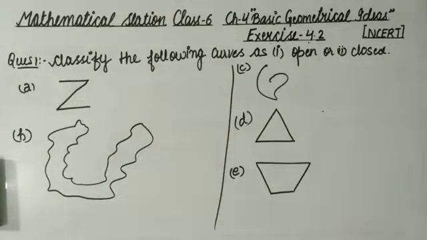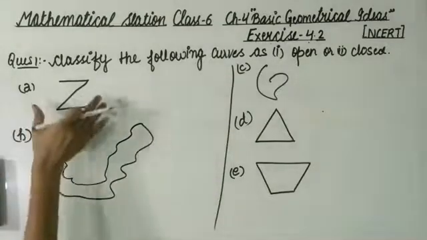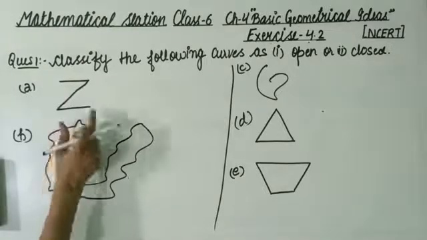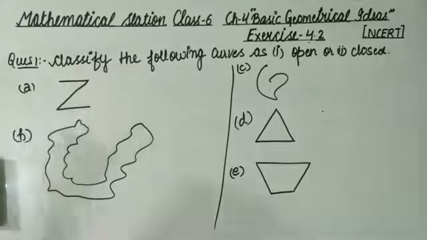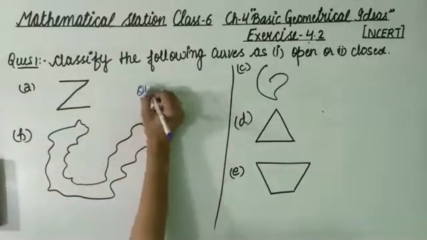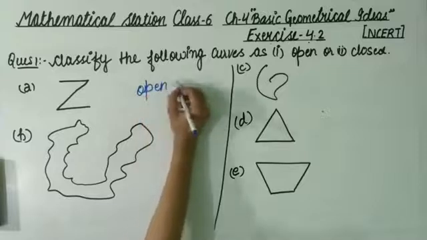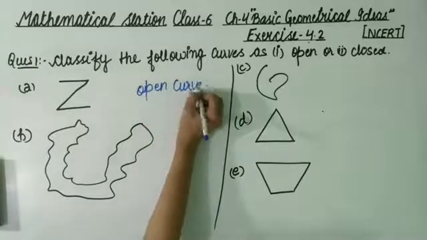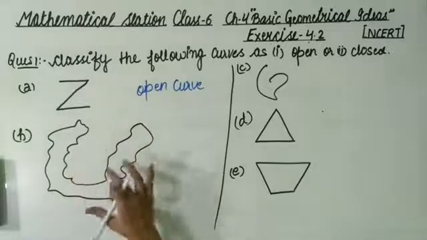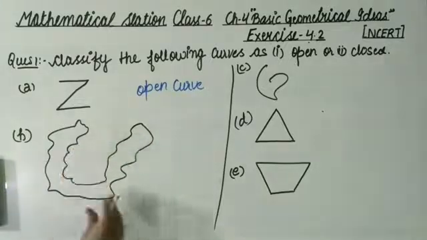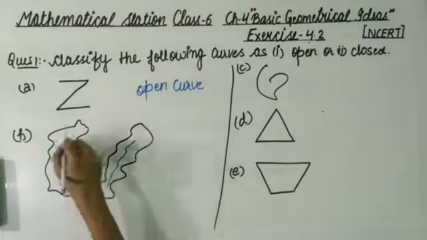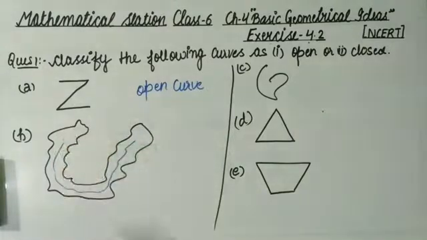Now, it is in the shape of Z. It starts from one point and ends on another point, so it is an open curve. Part B is starting and ending on the same point, as we can see. And if you see inside, it is not open from anywhere, so it is a closed curve.